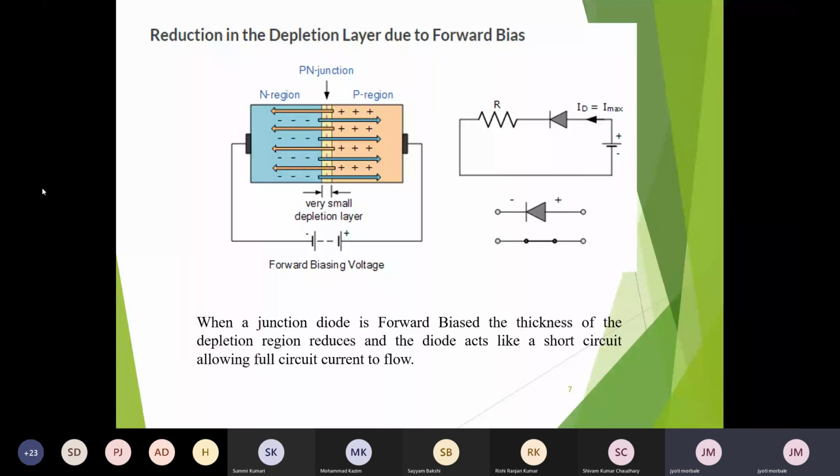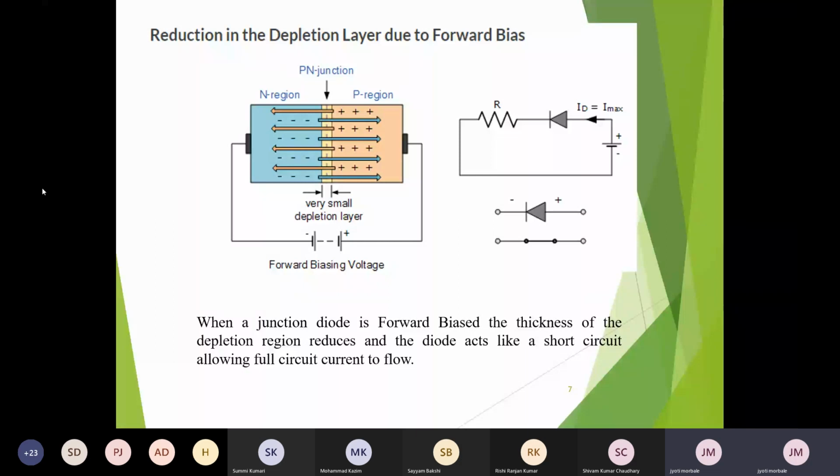So when the P region, that is the anode, is connected to the positive terminal of the DC source and the cathode is connected to the negative terminal of the DC source, then the diode is said to be in a forward bias state.